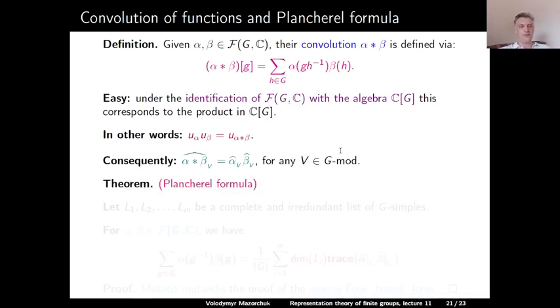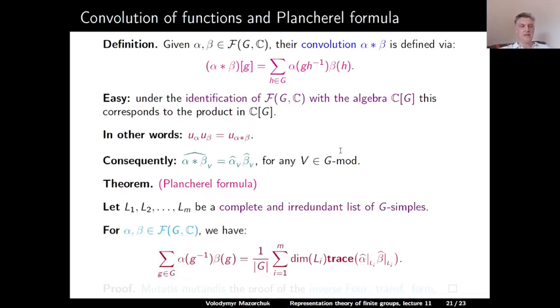After this, we have the following theorem, which is called the Plancherel formula. Let L1, L2, ..., Lm be a complete and irredundant list of simple G modules. Then, for any two functions alpha and beta on G with complex values, we have that the sum over all elements g in G of alpha of g inverse times beta of g is equal to 1 divided by the cardinality of G, the sum over all i from 1 to m of the dimension of Li times the trace of the Fourier transform of alpha relative to Li times the Fourier transform of beta relative to Li. This formula looks very similar to the inverse Fourier transform formula, and it is proved literally using the same arguments step by step.